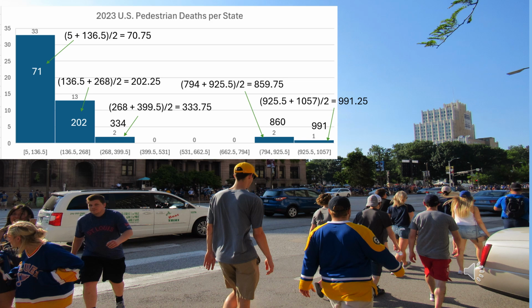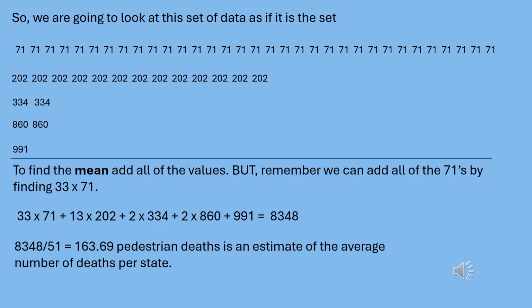And then the second to last category is going to have a middle of 860 between 794 and 925.5. And the last category has a middle of 991. That's in between 925.5 and 1057. So this is how we are going to look at this set of data. We have 33 71s and 13 202s and 2 334s, 2 860s, and 1 991.